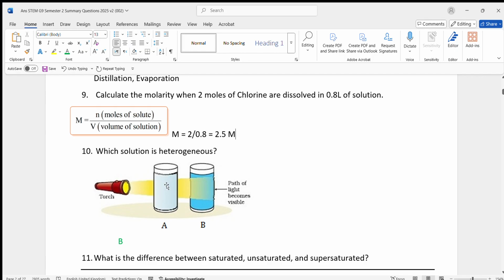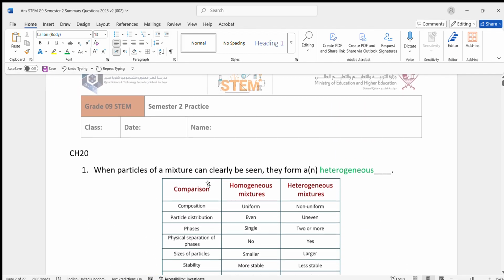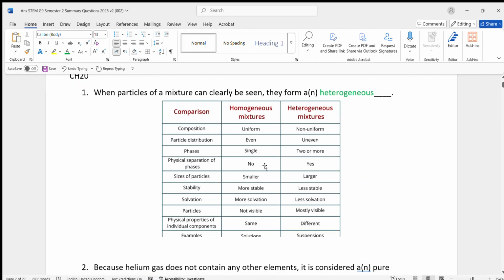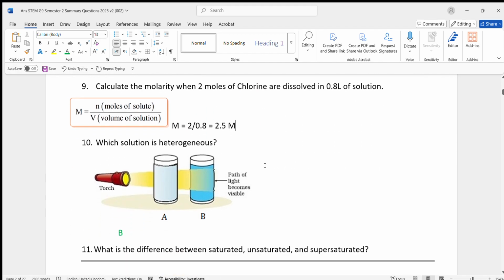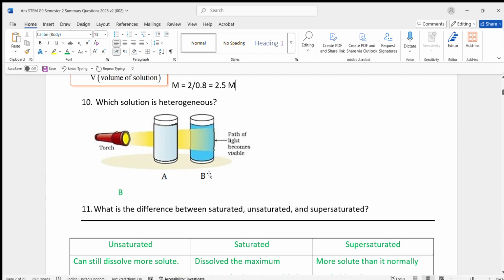So it means when you're doing question number 1, which we did here, it can be clearly seen, so of course we clearly see it here, and light does not pass through. Now this image can also illustrate the Tyndall effect, which is the scattering of light by particles in a mixture.